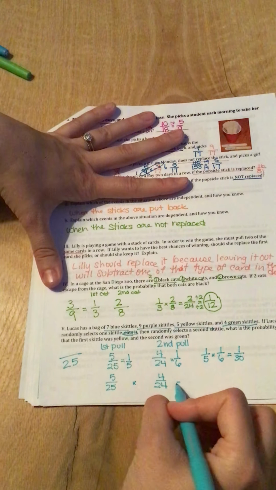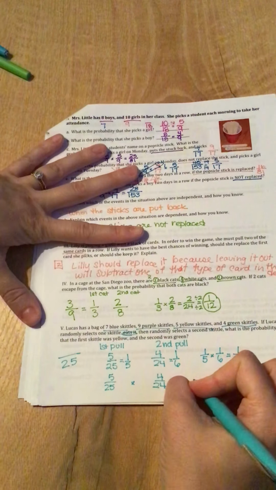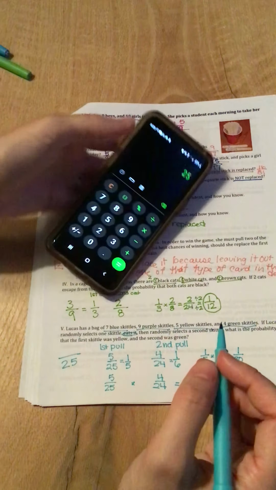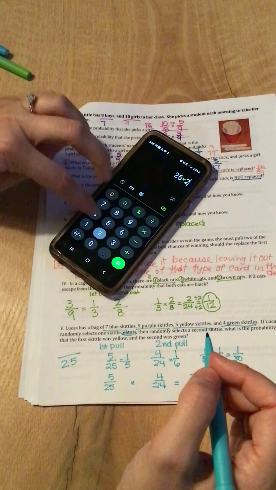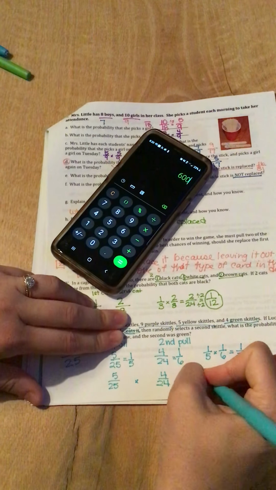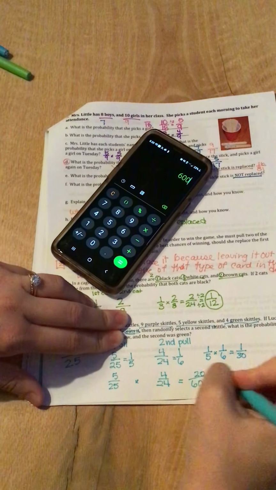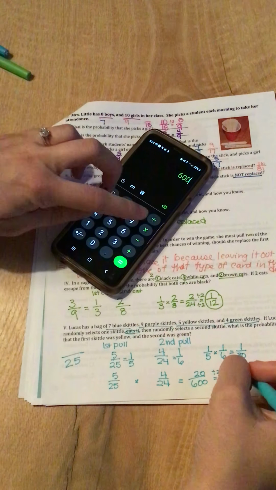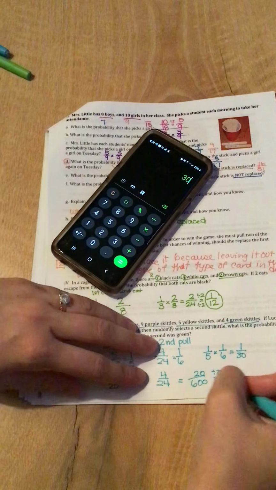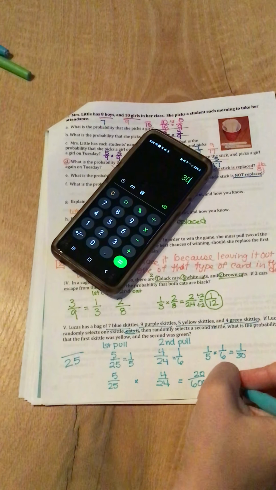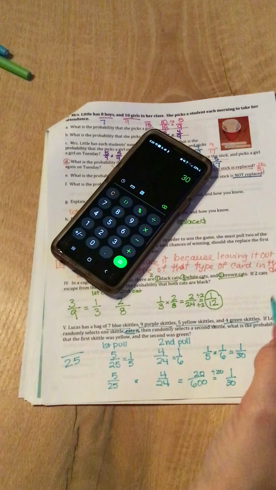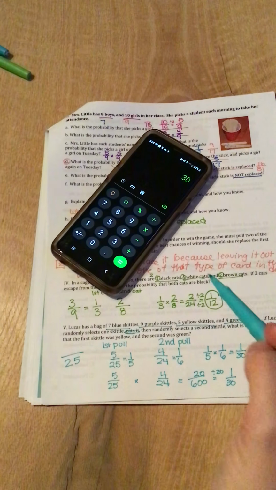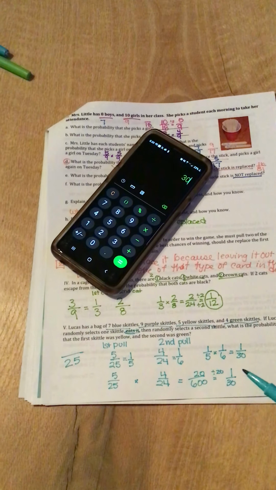I'm just going to multiply straight across, and I'll have to simplify later. 5 times 4 is 20. 25 times 24. Let me bring that out. 25 times 24 is equal to 600. Divide by 20. If I do it to the top, I do it to the bottom. 20 divided by 20 is 1. 600 divided by 20 is 30. Either way, you can do it, but that's what you're going to end up with. What is the probability that the first Skittle was yellow and the second Skittle was green? The 1/30th of a chance, right?